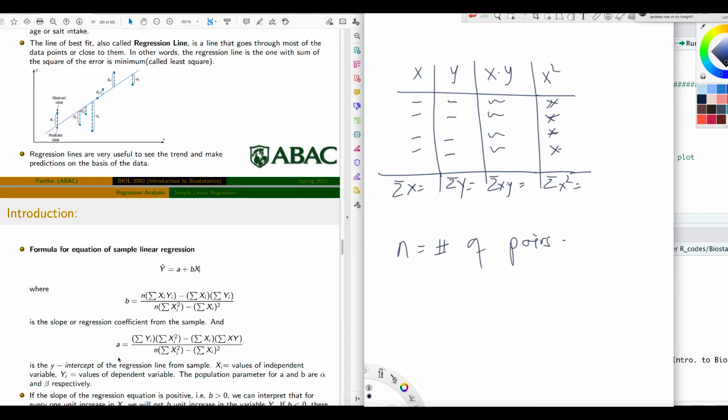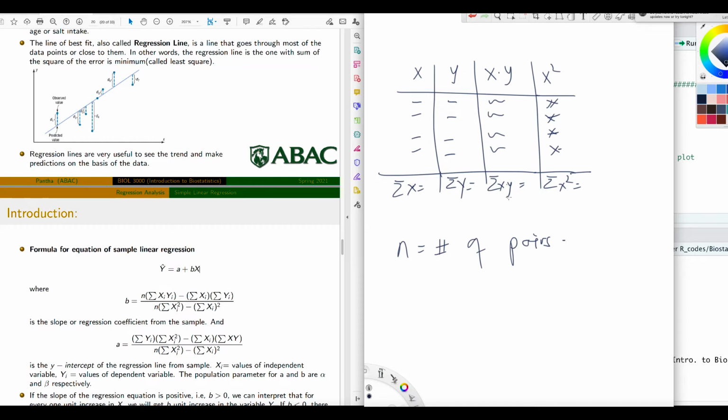But to find out A, A is summation yi times summation xi squared minus summation xi times summation xi yi, and then divide by n times summation xi squared minus summation xi whole squared. So the denominator is the same for both, right? So you don't need anything new. If you have just 4 columns, you are good. Now you need to plug in these values.